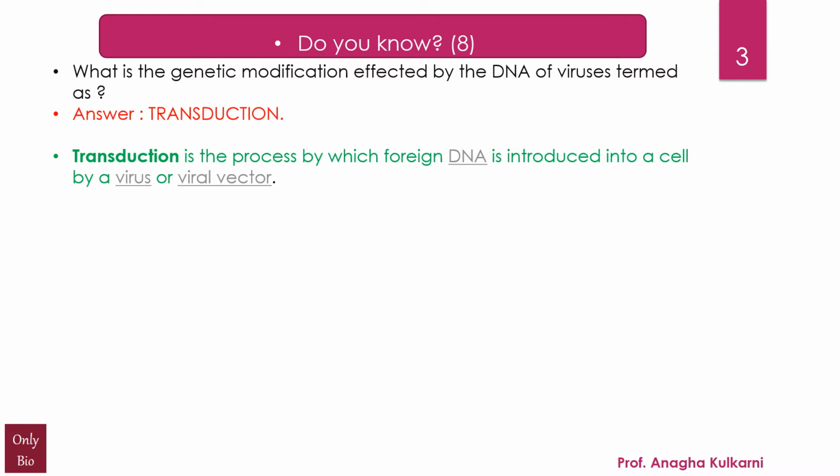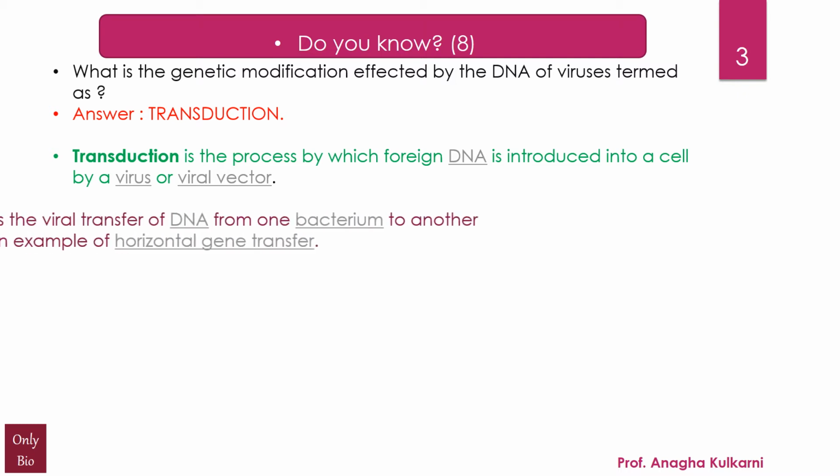A virus and viral vector, why is it being written like this? Because if it happens with the virus, that can be natural. But when we are using the virus artificially, we call it a viral vector. Here, vector means an agent.